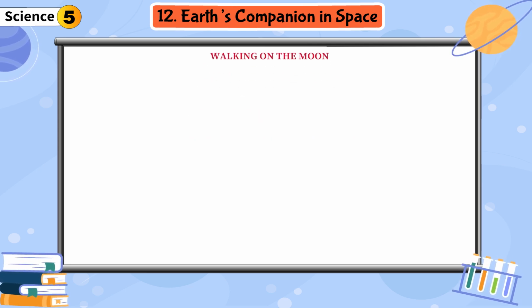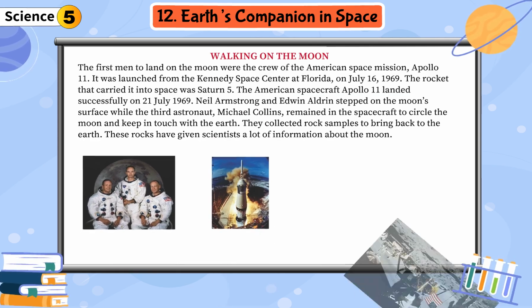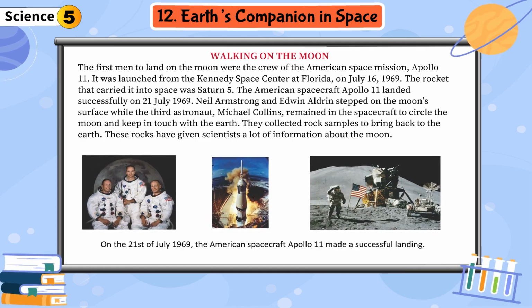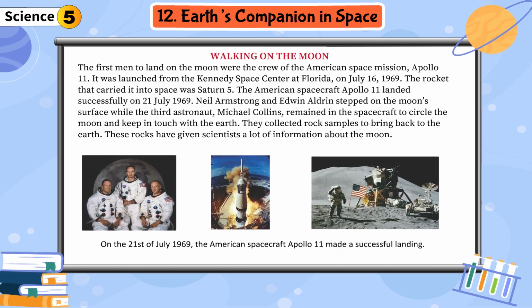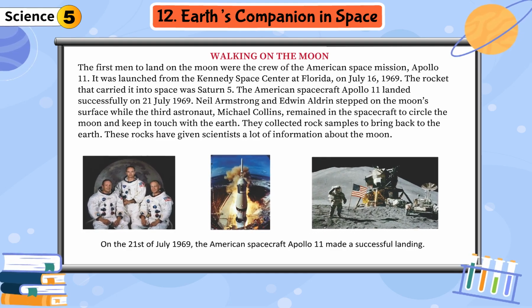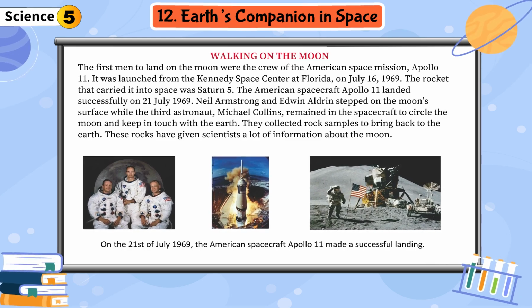Walking on the Moon. The first men to land on the Moon were the crew of the American space mission, Apollo 11. It was launched from the Kennedy Space Center at Florida on 16 July 1969. The rocket that carried it into space was Saturn V. The American spacecraft Apollo 11 landed successfully on 21 July 1969. Neil Armstrong and Edwin Aldrin stepped on the Moon's surface while the third astronaut, Michael Collins, remained in the spacecraft to circle the Moon and keep in touch with the Earth.